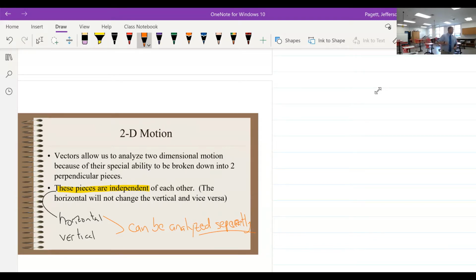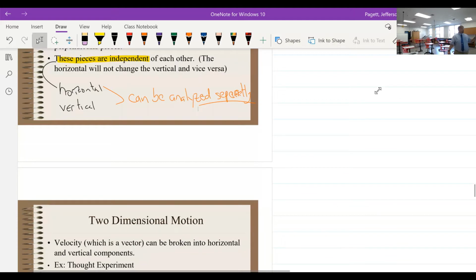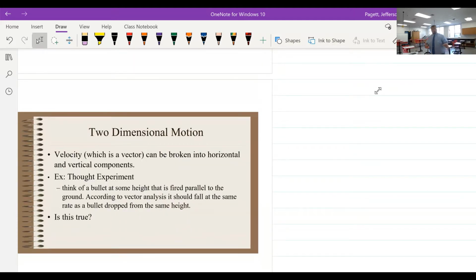I apologize. So we're just going to be doing everything we did in Chapter 2, but now we're going to be doing it in two different directions. So we'll be doing it both horizontally and vertically. And it's the combination of those motions that allows us to plot out where an object moves as it moves through space. An example of this independent motion is a thought experiment. We'll talk about this more in detail, but just take a look and pause the video here for a second and think about this.